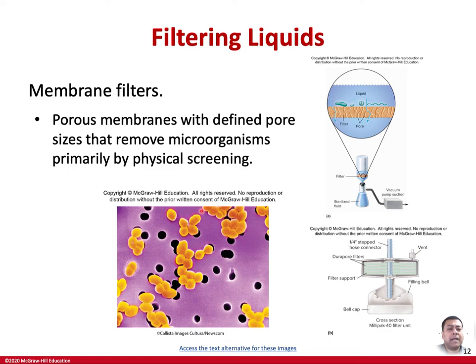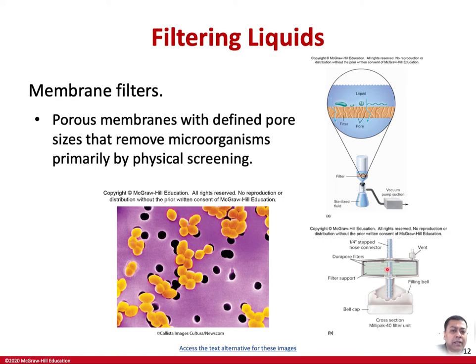The problem is that as their pore size is very small, if you try to filter a liquid through them, it is very difficult for the liquid to pass through. So here is a setup where you have a membrane filter attached onto a bottle top or a flask top, and you need to use a vacuum pump to suck the liquid through this material. Also, you can use pressure to do this.